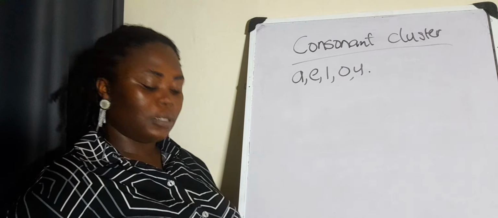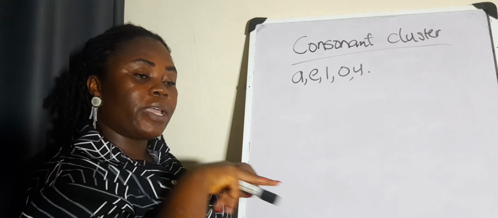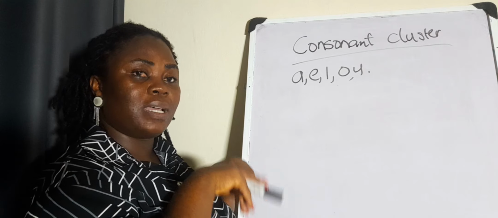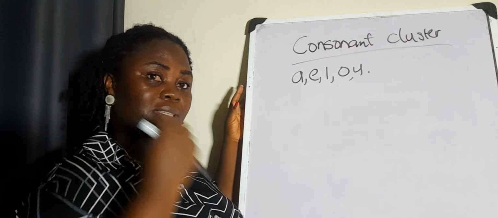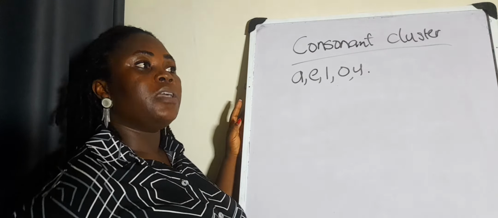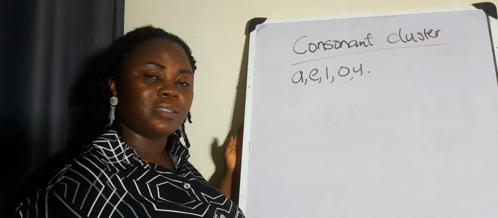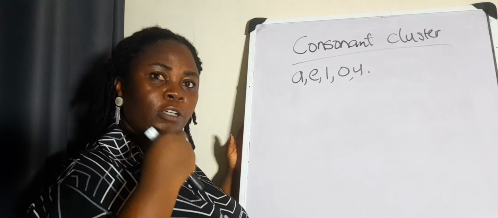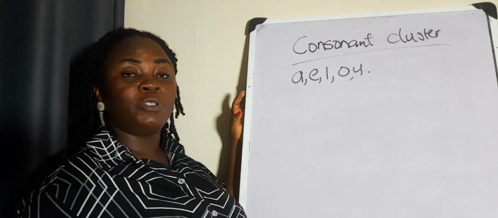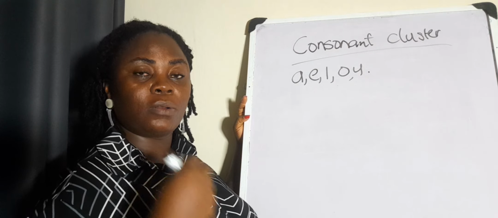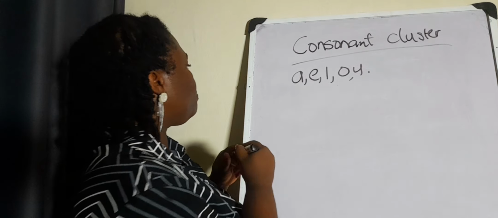So now what is a consonant cluster? When you meet two consonants, like when two consonants are walking side by side, that is called a consonant cluster. If in pronunciation the two consonants do not sound out properly, if you don't pronounce both consonants, then it is not a consonant cluster. I'm going to be dropping examples of consonant clusters here so that you understand what I am saying properly.